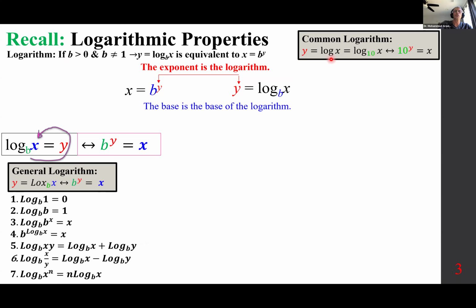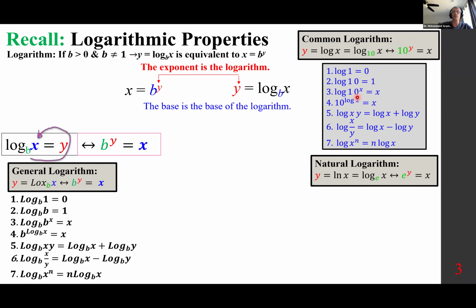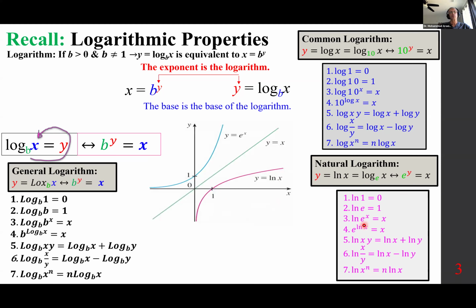When we write log, the base is 10. We shouldn't write the base 10. This is a common log, and we can see this transformation. When we write ln, the base is e. We shouldn't write base e, and those are the properties. Because of numbers 3 and 4, which refer to the fact that logarithmic and exponential functions are inverse functions, therefore the graph of y equals e to the power of x and y equals ln x must be symmetric with respect to the line y equals x.